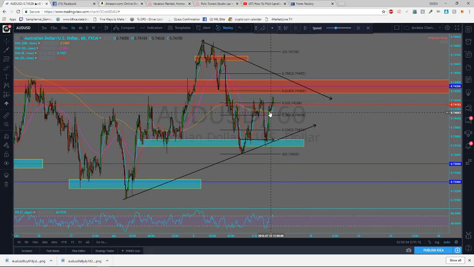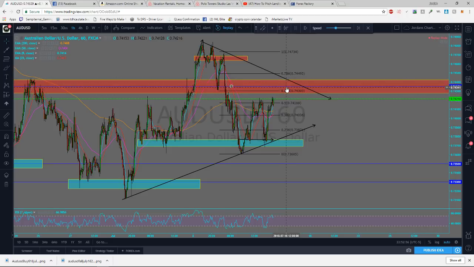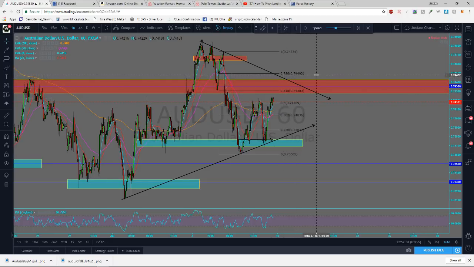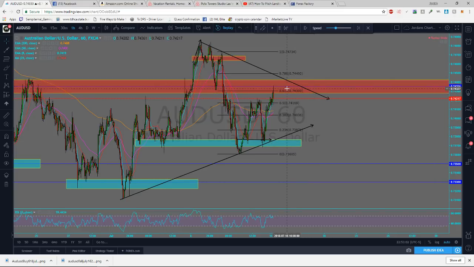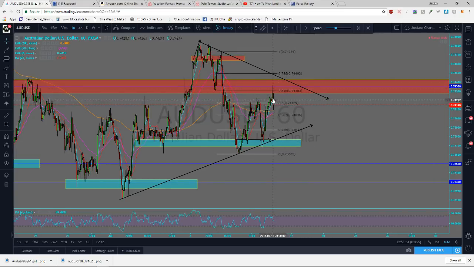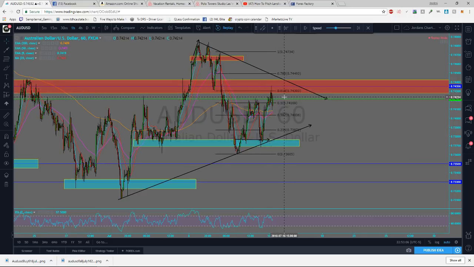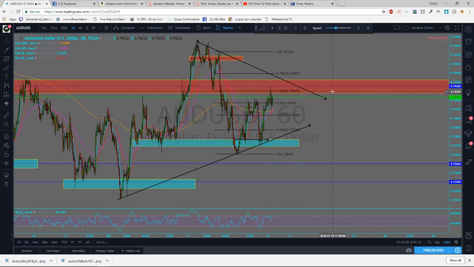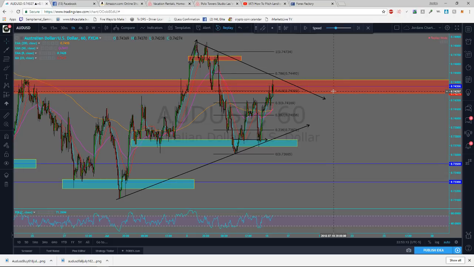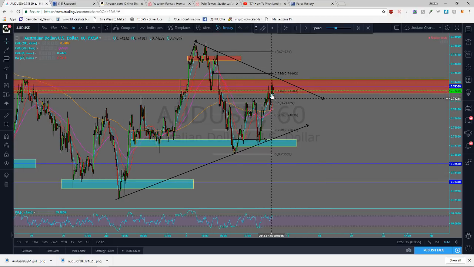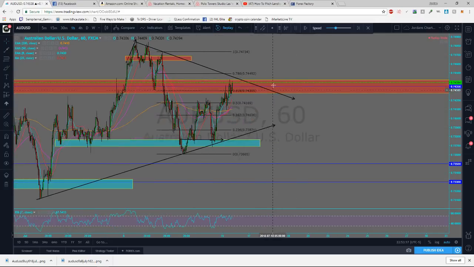And now we notice that we start going higher back into that zone. So an obvious rejection off that area, showing you that people are taking profits. Maybe people are getting stopped out. And now we start consolidating in this area.